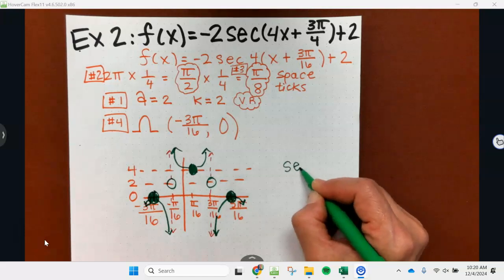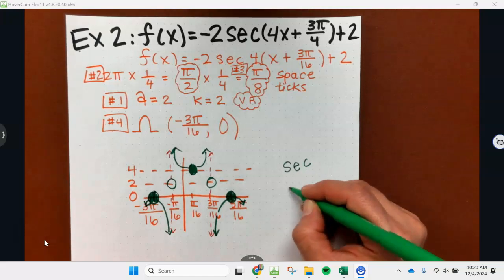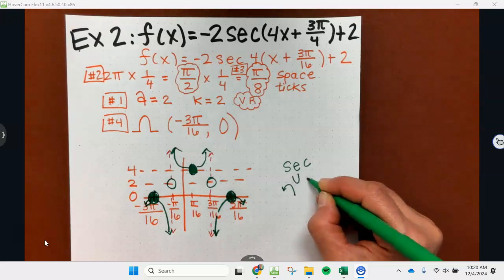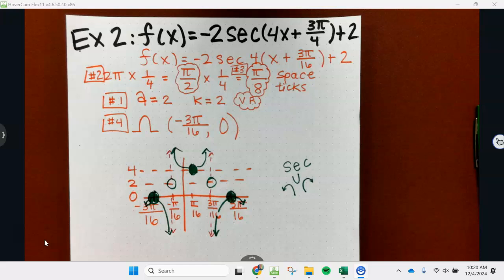So secant has what looks to me, y'all, it reminds me of fishing hooks. They have little hooks. They're cut off because they belong to another period. So that's how you draw secant.